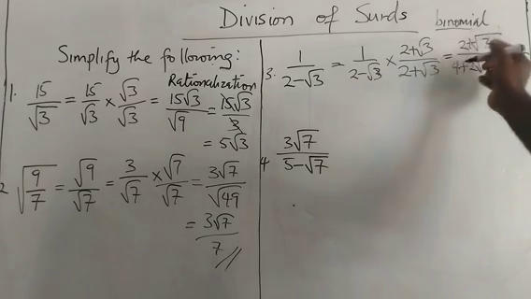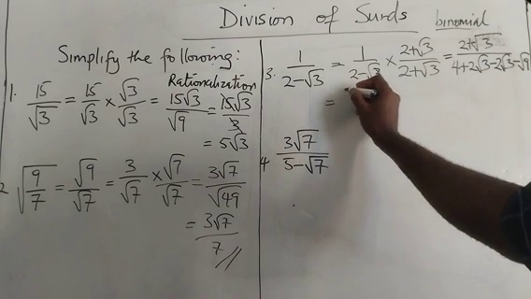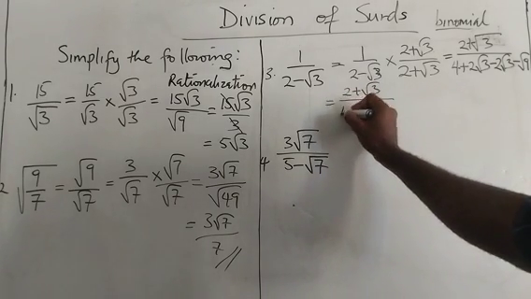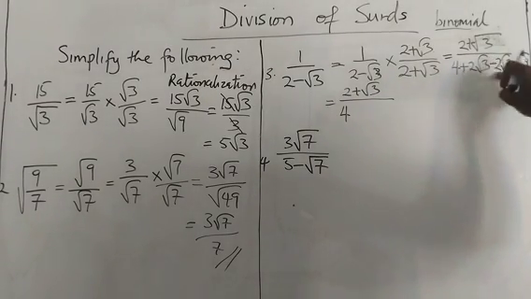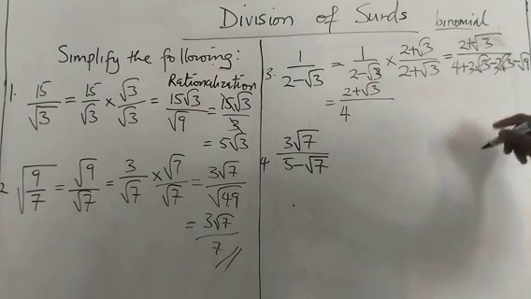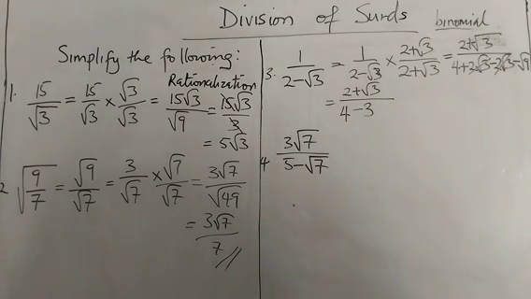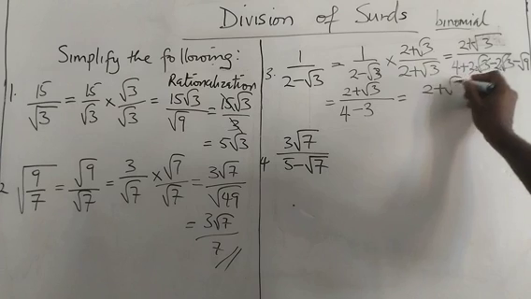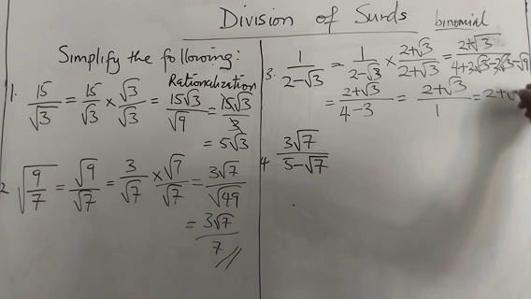Now, simplifying further, we will still have 2 plus root 3 over 4. This and this are the same and opposite, so they will cancel out, and we will have root 9 gives 3. And finally, this will give us 2 plus root 3 over 1, which is the same thing as 2 plus root 3 as our final answer.